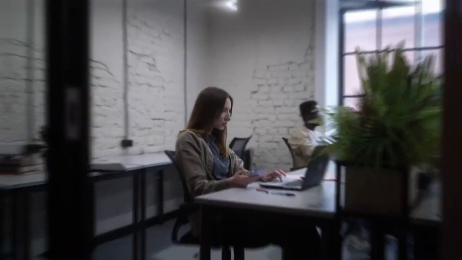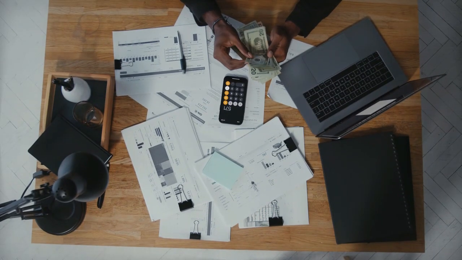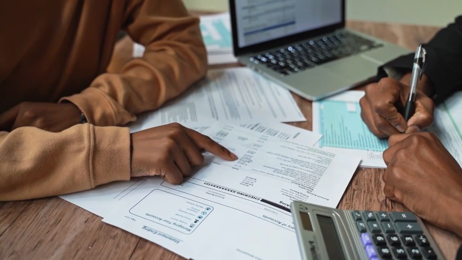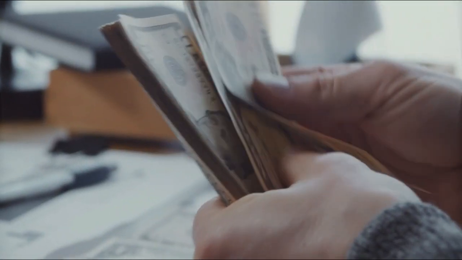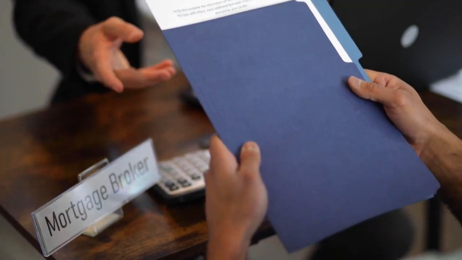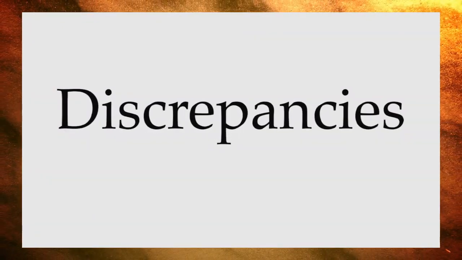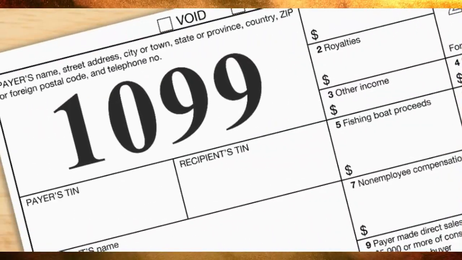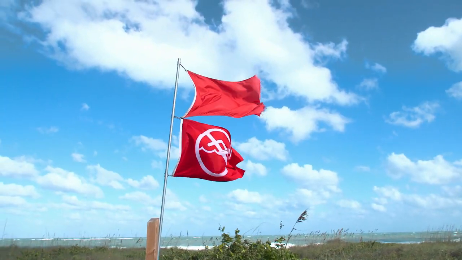For freelancers and independent contractors, receiving 1099 forms can make tax reporting more straightforward, since it provides documentation of your earnings. However, keep in mind that even if your client doesn't send you a 1099 form, you must still report all your income accurately on your tax return. The IRS receives copies of these forms, so any discrepancies between what you report and what's on the 1099 form can raise red flags and lead to audits.